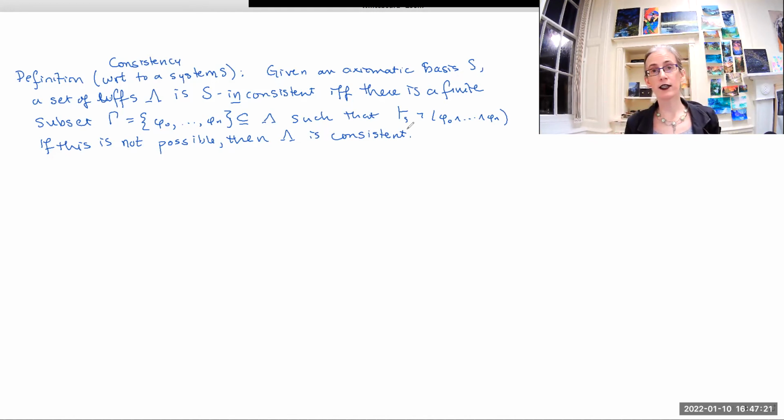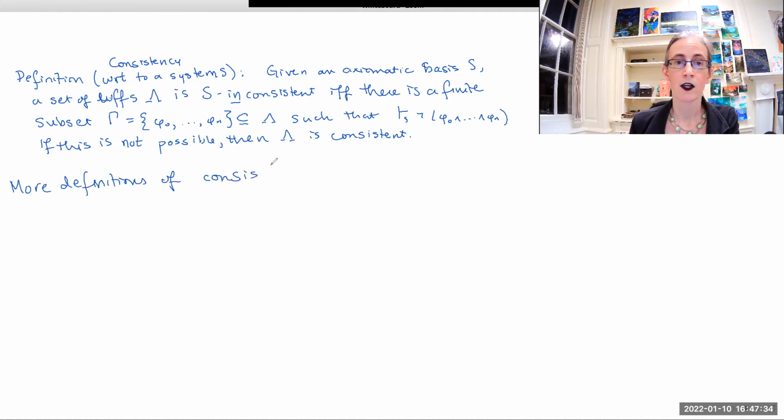So this is our primary definition of consistency, but I'm going to give you a couple of other definitions as well. So, more definitions of consistency. We might also want to speak about the consistency of a particular system, as opposed to the consistency of a set of formulas with respect to that system. So this is another reason why showing that these definitions are equivalent is useful, because then we can talk about consistency of sets or consistency of systems interchangeably as we want.